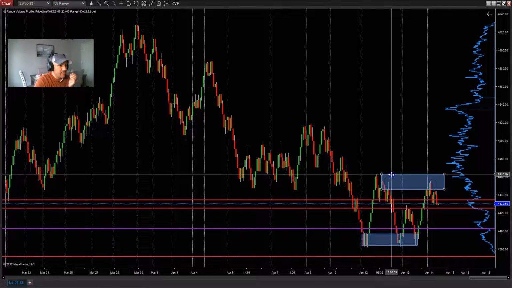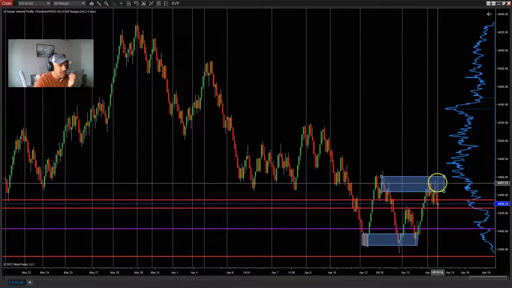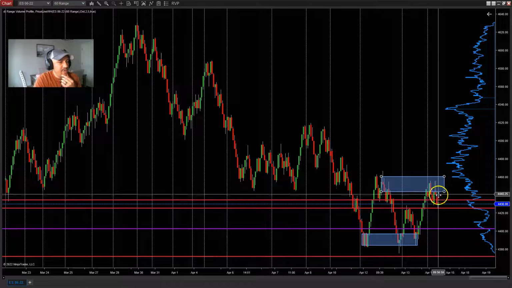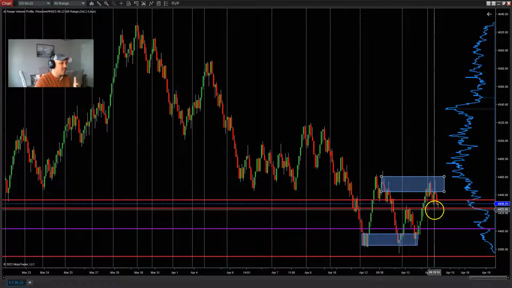Yeah, in this zone right here. Okay. So this would have been the zone right here. Price taps into it, and then it's starting to bounce. So I guess be careful because we do have supply sitting above, and this is an area price could bounce.